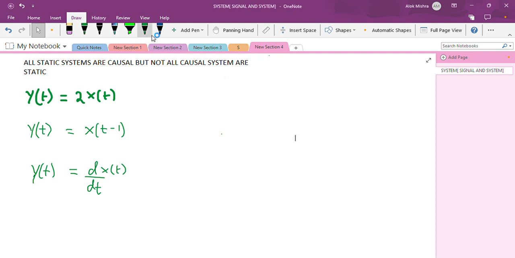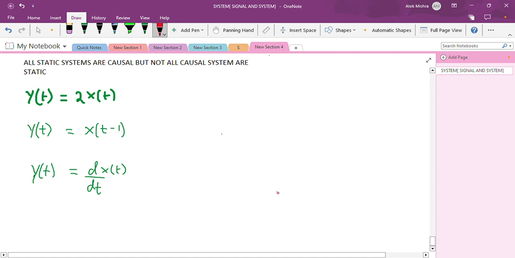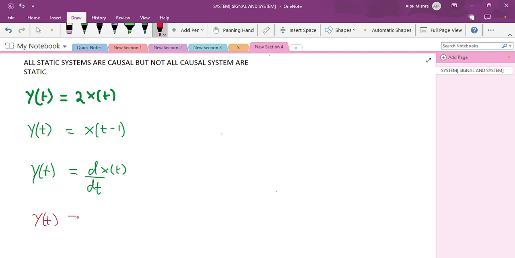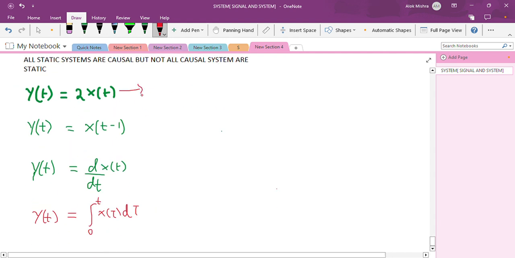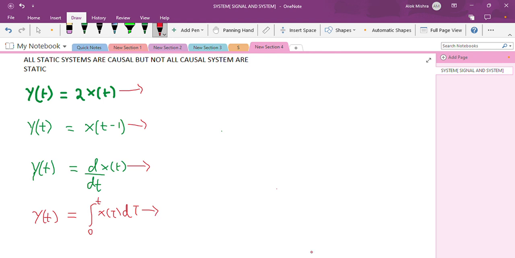So y of t is equal to twice of x of t. y of t is equal to x of t minus 1. y of t is equal to differentiation of x of t, and we can say y of t is equal to integration of x of tau. So this one is static, dynamic.